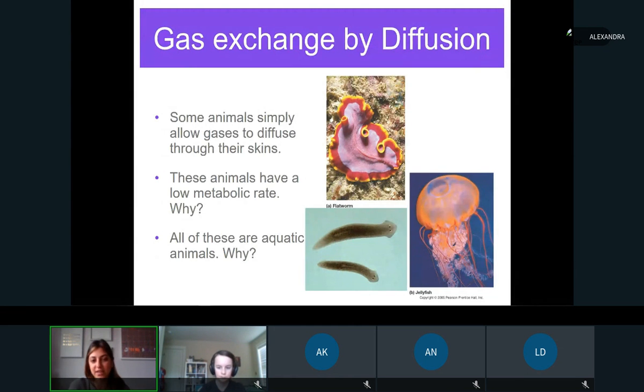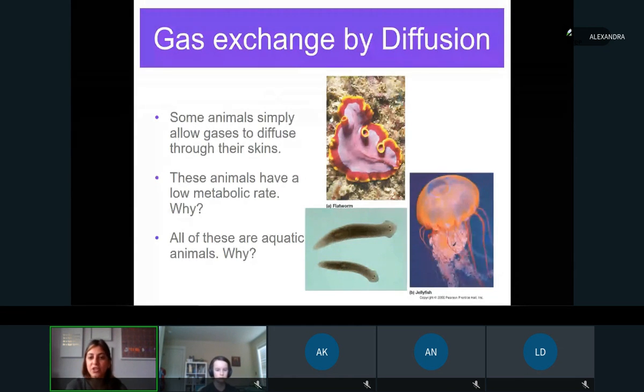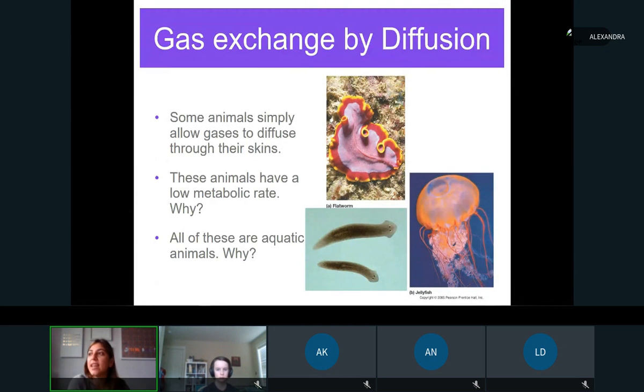Think about the animals that they show on here, right? We've got the jellyfish, we've got flatworms. So thinking about how they consume food, how they move, are they a really, really fast organism or have they got a slower rate of movement? Slower, right? If they are moving slower, are they burning more energy or less energy? Right. So if they're moving slower, they need less energy, meaning they don't need to burn as much, meaning they don't need as much oxygen.